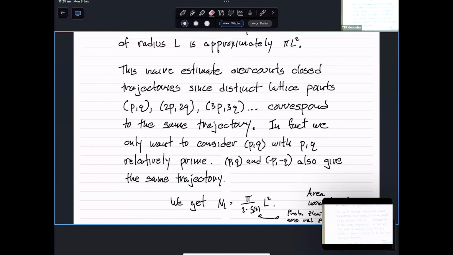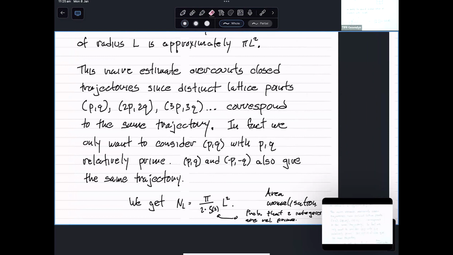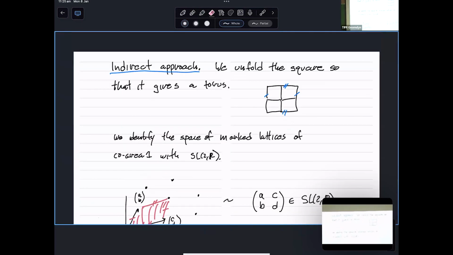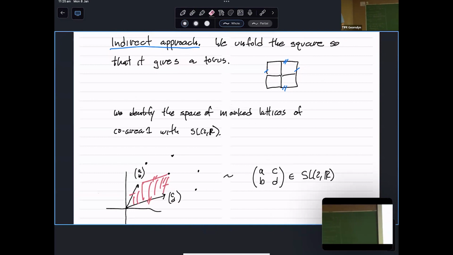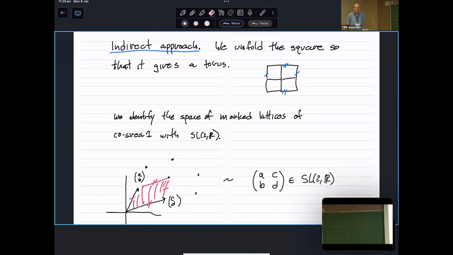Okay, so that's a direct approach. But now let me think about an indirect approach. The problem with the direct approach is it has no relevance to a general polygonal table. Let me give an alternate approach in the case of the torus, or the square, which is in fact much harder, but has the advantage that it will have interesting ramifications for other polygons other than the square. Okay, so let me call this the indirect approach.